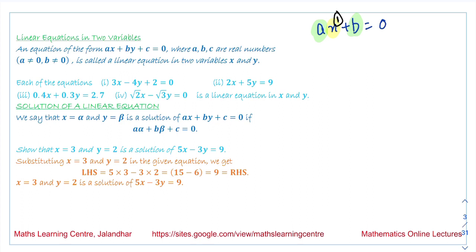Now we are talking about linear equation in two variables. So it is ax plus by plus c is equal to 0. So we have two variables over here. One is the variable x and second is the variable y.